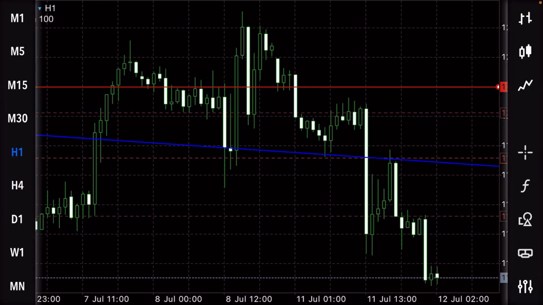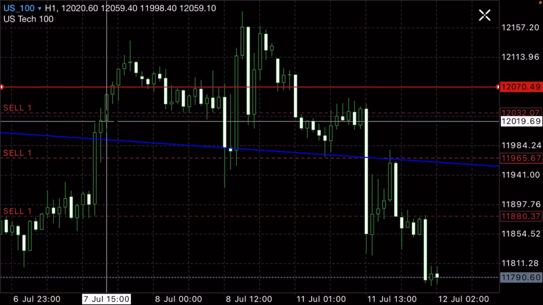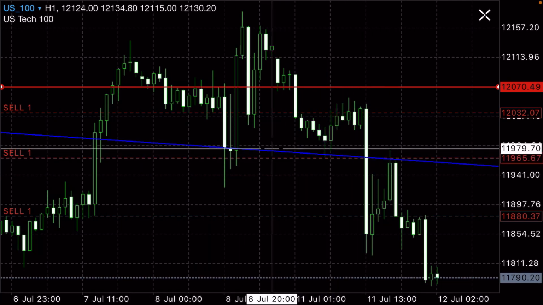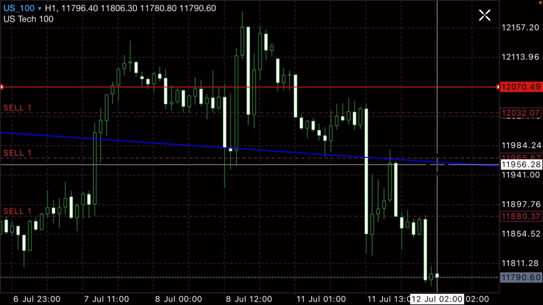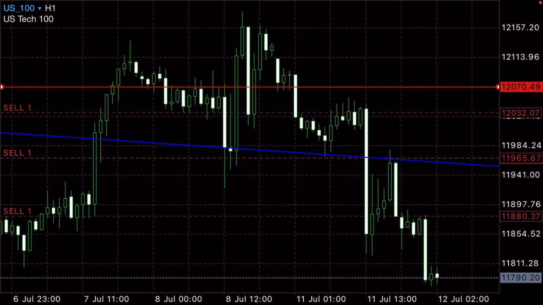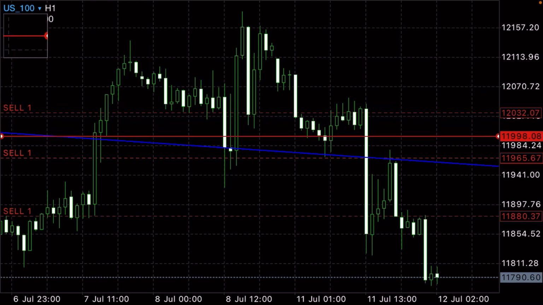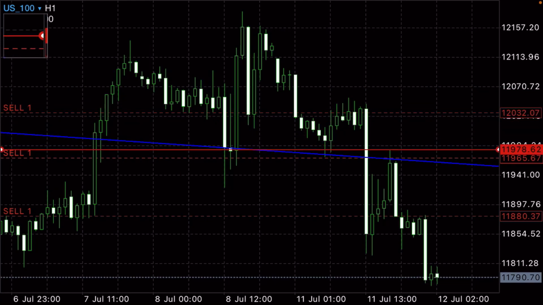So I have my neckline here. This is my neckline there. So this move, of course, I was anticipating a pullback. So this entry should have been made, or maybe if you're trading the head and shoulders now, this would have been the entry.